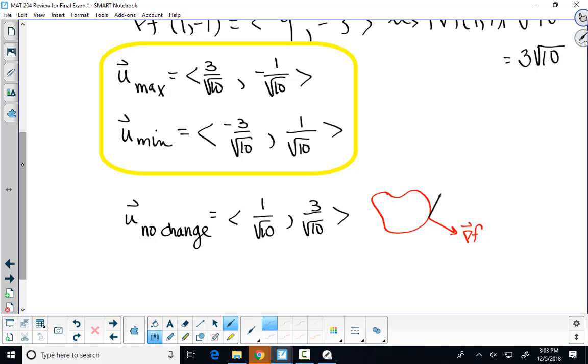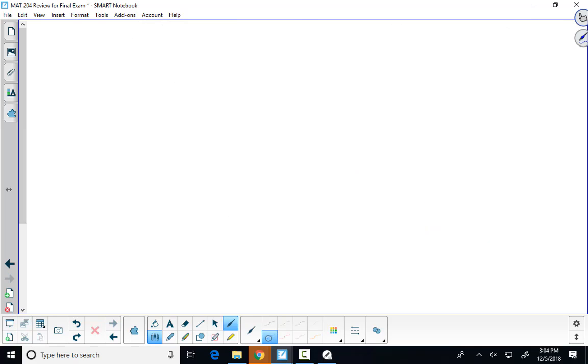Oh, can we do number 9 on exam 3? Number 9, exam 3. Yeah, good job. Set up and evaluate a triple integral to find the volume of the solid bounded by some stuff. Okay, bounded by stuff.